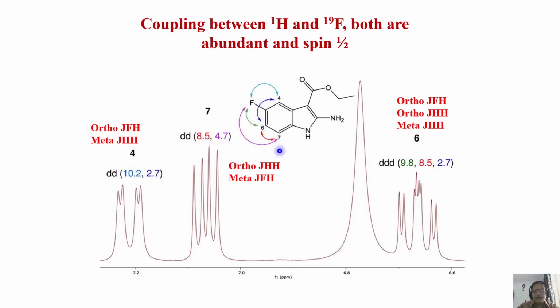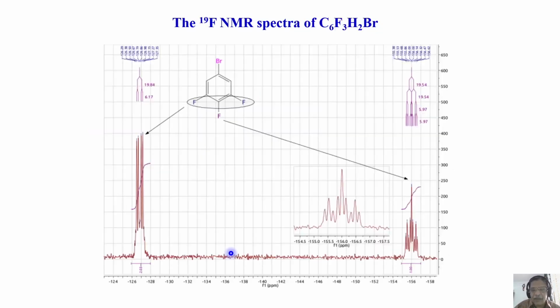Now coming to proton 7, ortho coupling makes it a doublet, and the meta coupling between fluorine and proton is close to 4.7 hertz. So it's a well resolved doublet of doublets. So analysis of this type of spectra when proton and fluorine are coupled is fairly simple. It's not that difficult. Okay.